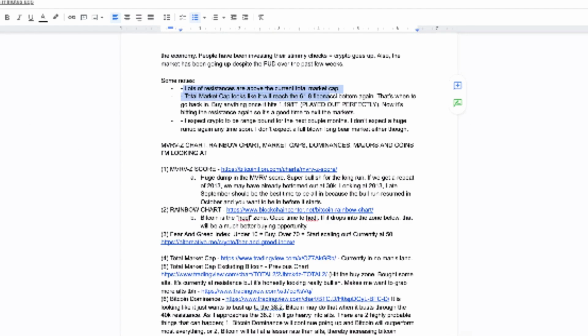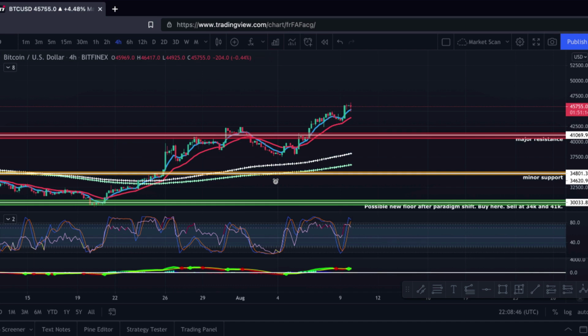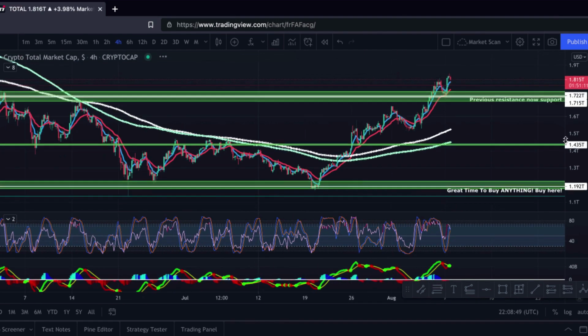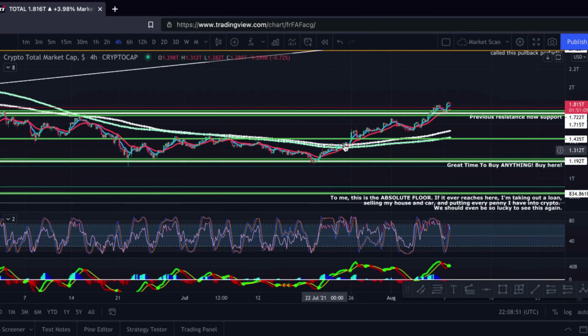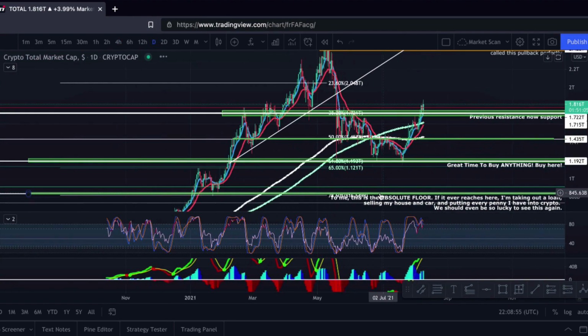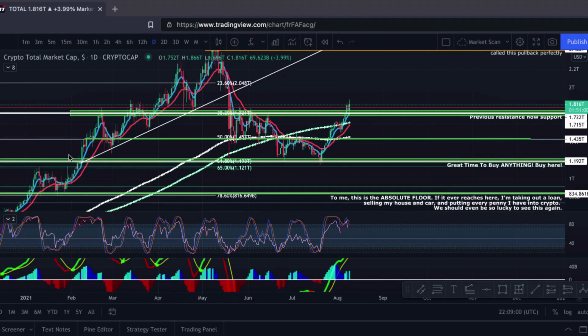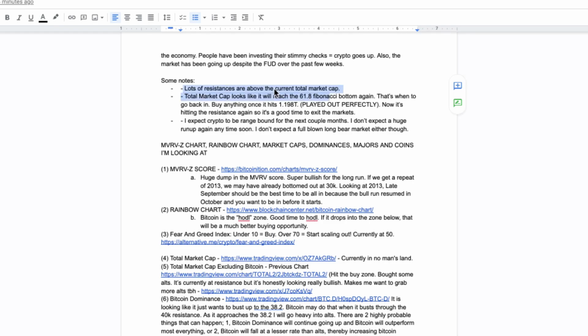Back to the main chart. Now you can see my main chart and I go to total market cap. So that was back here. This was a resistance and this was a resistance. So that's actually not really true anymore. Let me change that. Boom. Market scan. Okay, so total market cap.